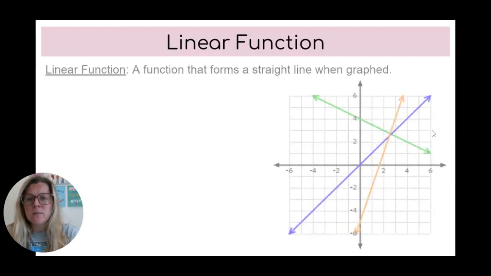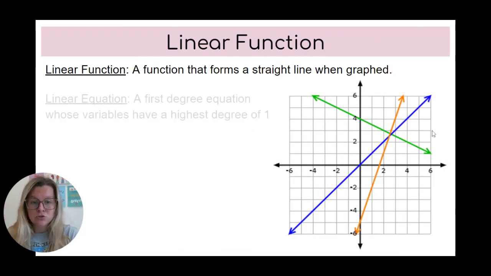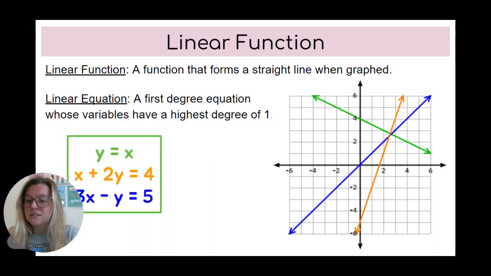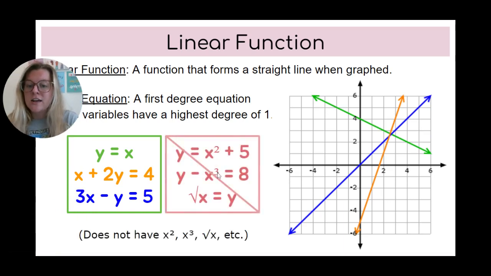Okay, let's first talk about what is a linear function. I know we've seen these before. It's just a function that forms a straight line when graphed, and a linear equation is a first-degree equation whose variables have a highest degree of 1. You're like, what does that mean, Miss Gish? All it means is that it only has an x. It does not have an x squared, an x cubed, or a square root. So any equation that just has an x without an exponent is going to be linear.